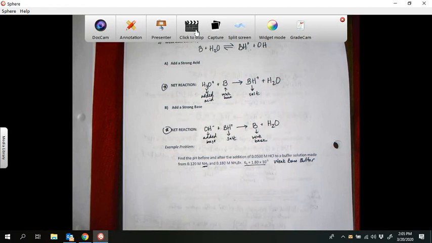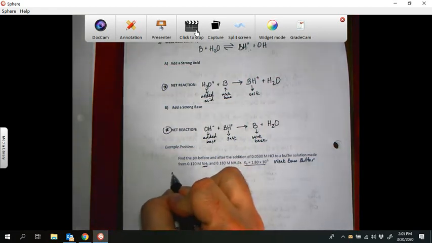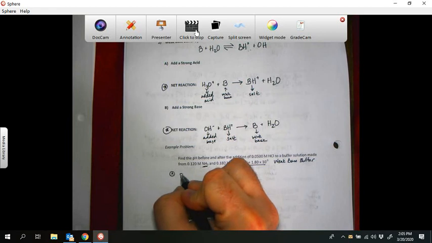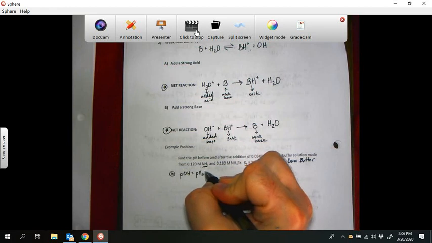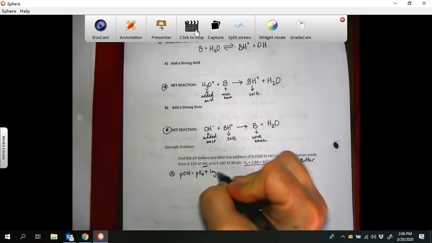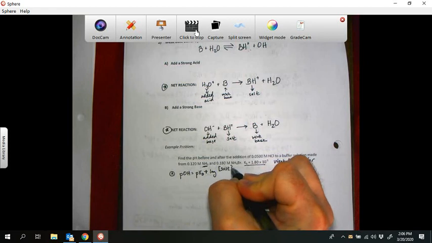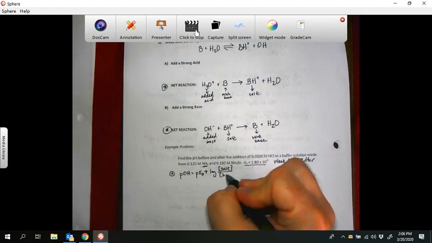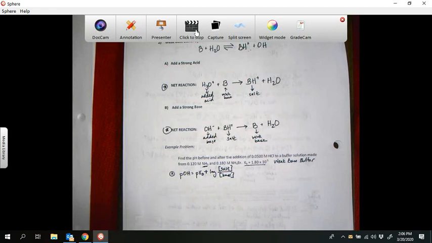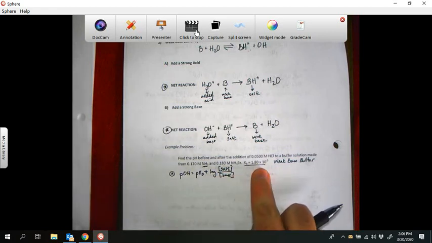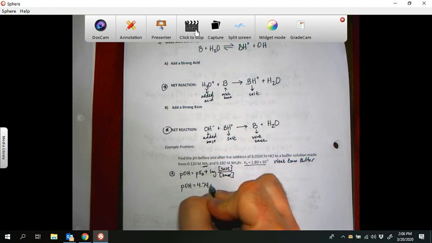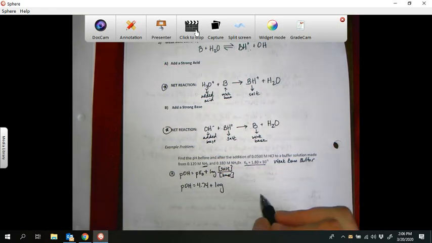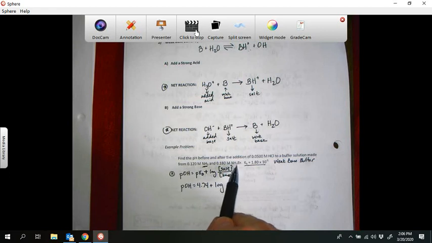So we know that before we add anything, we can use the Henderson-Hasselbalch equation, and we're going to have to use the base form, which is pOH equals pKb plus the log of the concentration of salt over concentration of base. So in this case, here's our Kb. If you take the negative log of that, we get 4.74 plus the log of the salt concentration. Well, NH4Br is the salt.